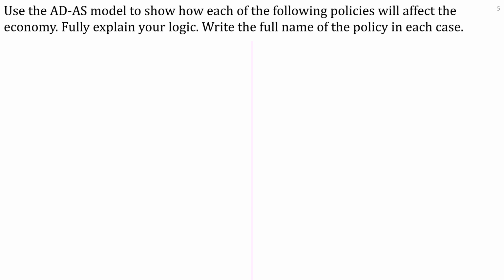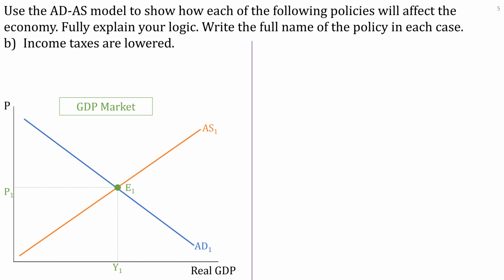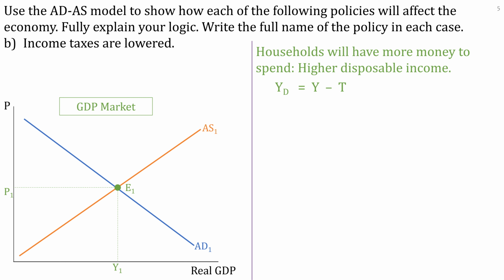So here's another version of the same question. So here the policy we're talking about is lowering income taxes. So we start by just drawing the GDP market, and then we think about how does lower income taxes affect spending in the economy? Well, households will have more disposable income. If we're taxing people less, then they should have more money left over at their disposal. Okay, so you can use this formula if you recognize it. If you don't, then you can just explain it in your own words.